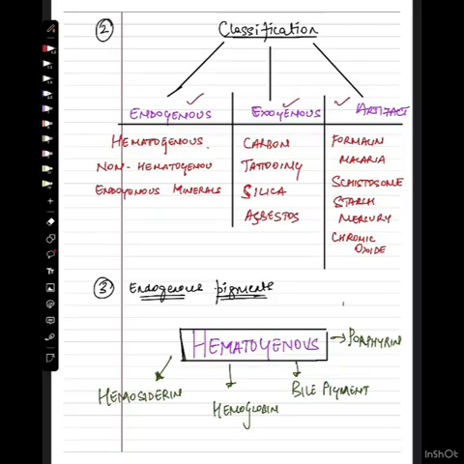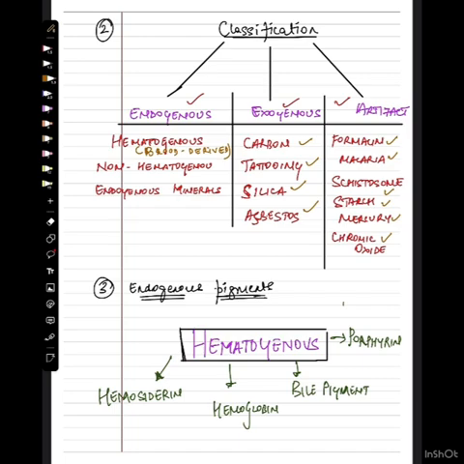Endogenous pigments are of three different types. One is hematogenous pigments, also called blood-derived pigments. The other is non-hematogenous pigments, and the third is endogenous minerals. Exogenous pigments are carbon, tattoos, silica and asbestos, and artifacts are formalin, malaria, schistosome, starch, mercury and chromic oxide. Now, isn't this list very extensive? We will now break down this classification one by one.